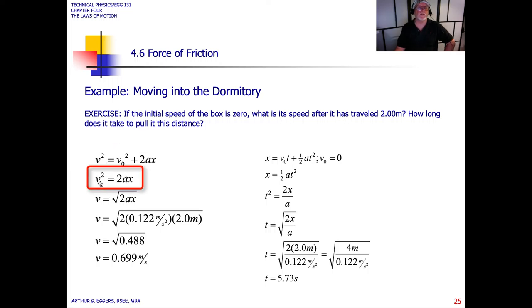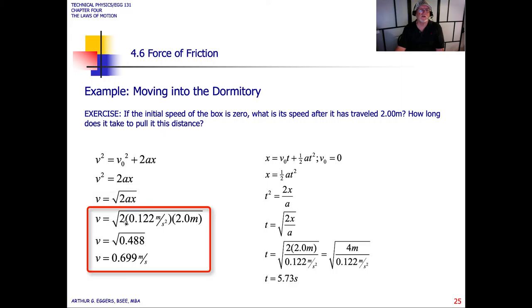So all we're left with is the velocity squared is equal to 2 times the acceleration in the x direction times the distance that it moves, 2 meters. So I take the square root of both sides, and I get the square root of 2ax. Now I can put my terms in: 2 times 0.122 meters per second squared, which is the acceleration in the x direction, times the 2 meters that we're going to move the box. And when we solve for velocity, we get 0.699, or about 7/10 of a meter per second.